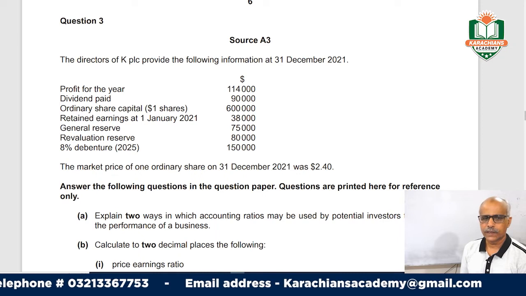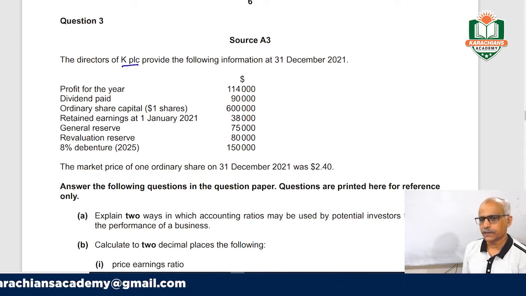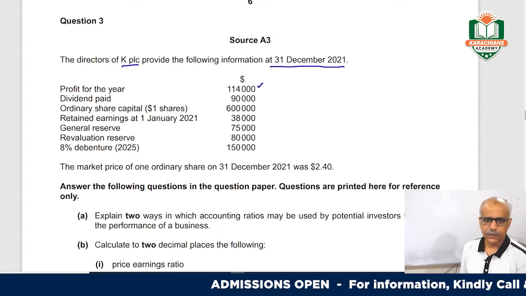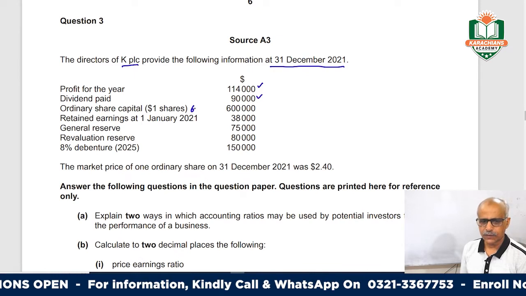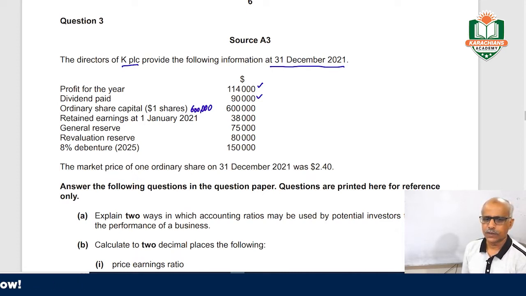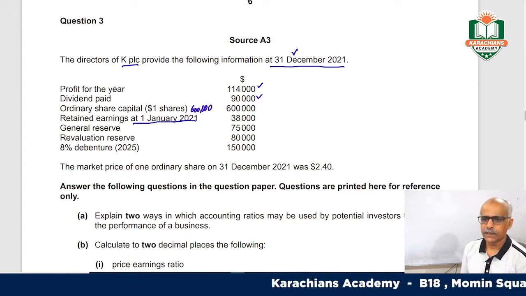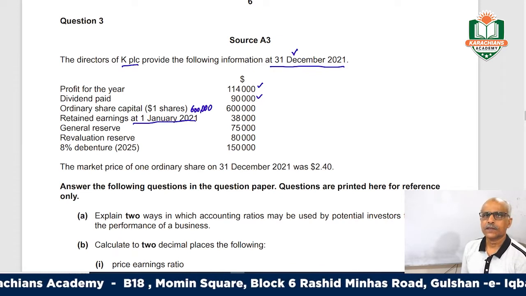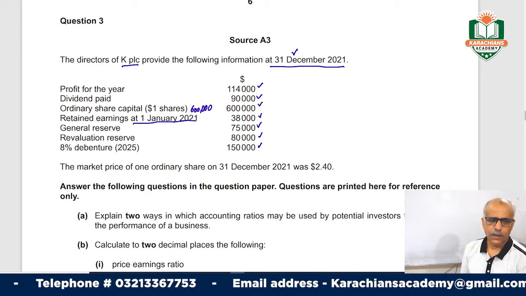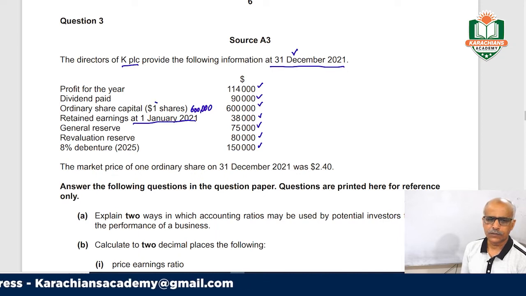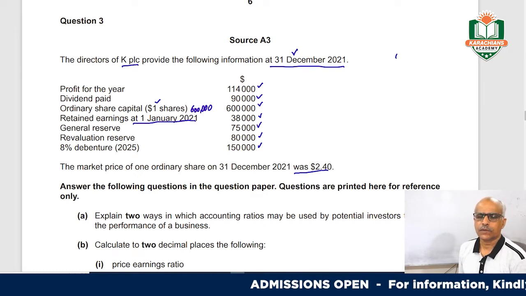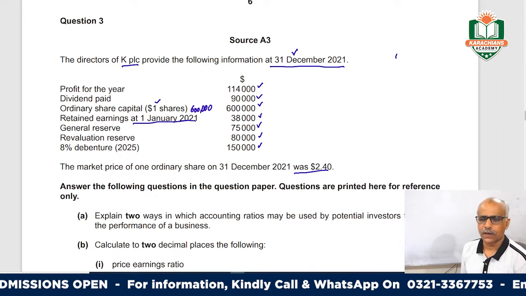The directors of K Public Limited Company provide the following information at 31st December 2021. Profit for the year 114,000. A dividend paid 90,000. Ordinary shares of $1, which means the number of shares is 600,000, and it's a $1 share. Retained earnings at 1st January, the opening retained earnings. General reserves 75,000, and 80,000 revaluation reserves and 8% debentures. The market price of one ordinary share: the face value of the share is 1, but in the stock exchange it is selling at 2.4. The market price of the shares is 2.4.